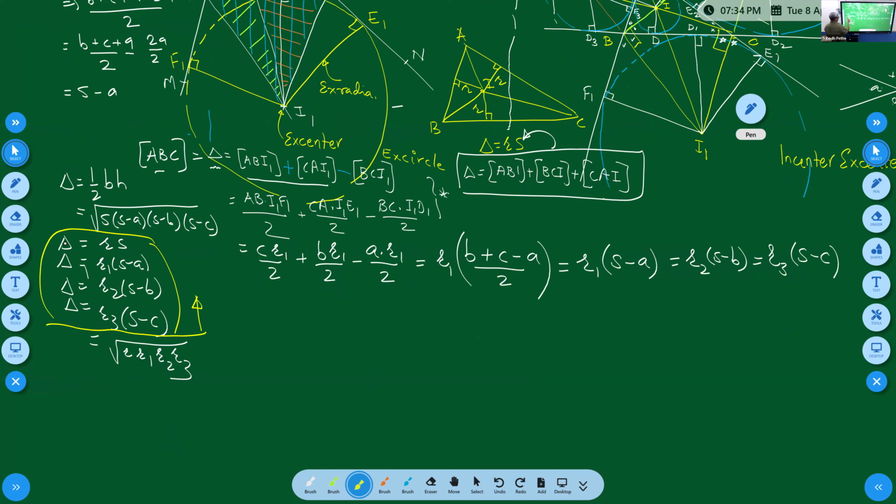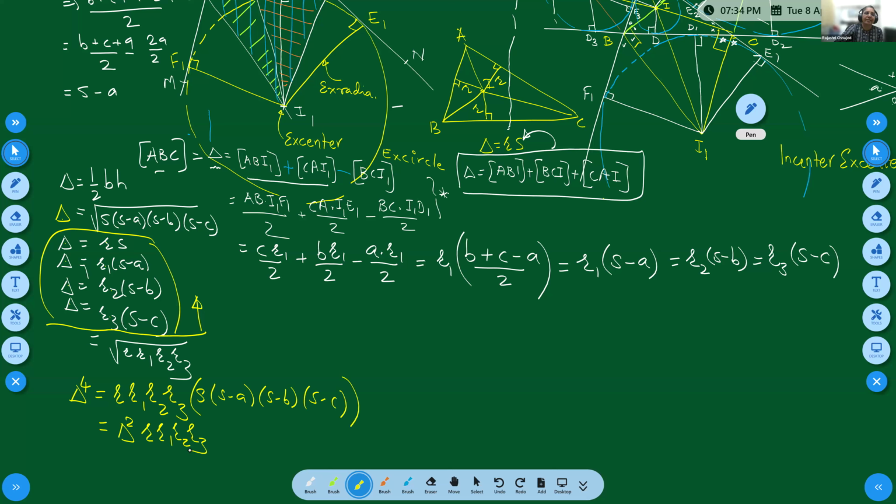Delta into delta into delta into delta is equal to delta raised to 4, which is equal to R into R1 into R2 into R3. S minus A, S minus B, S minus C. We understand this formula: delta is equal to the root of S into S minus A, S minus B, S minus C. So delta square is equal to this. So this is equal to delta square times R1, R2, R3.